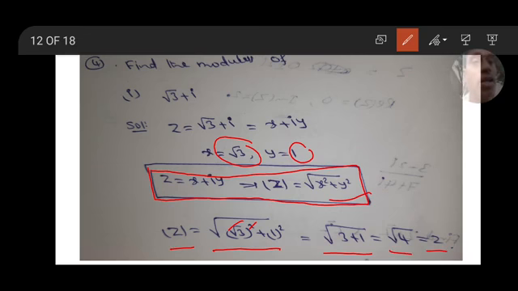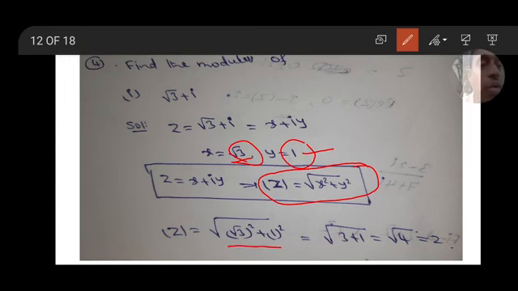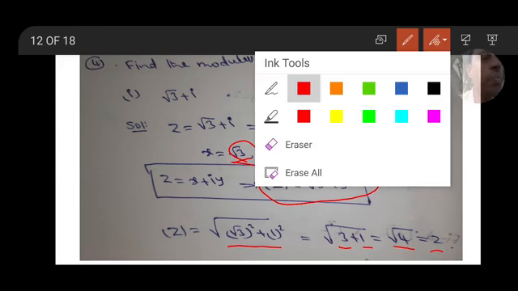It is the modulus of the given complex number, root 3 plus i. You have to identify the x value and y value and substitute in the formula. Modulus means square root of x square plus y square. Here x equals root 3, y equals 1. Therefore, square root of (root 3) whole square plus 1 square. Root 3 whole square means 3, 1 square means 1, 3 plus 1 means 4, root 4 means 2.